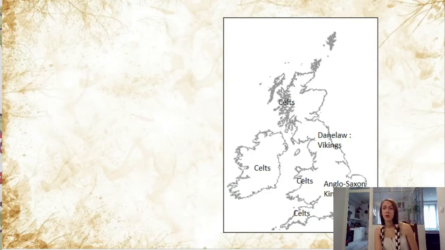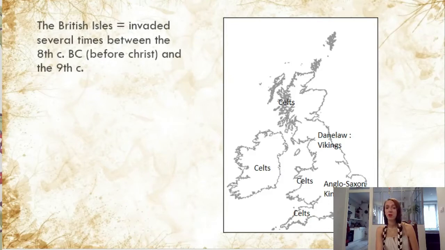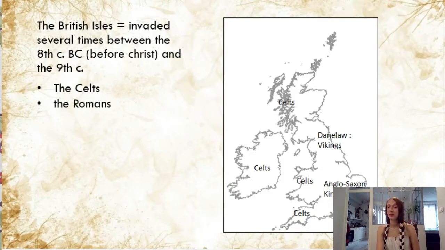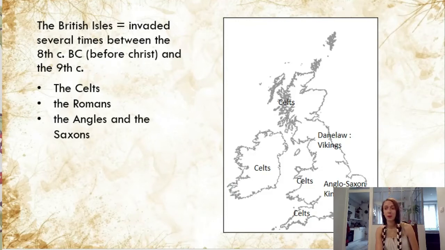Now, let's take a look at the place we'll be talking about, the British Isles. The British Isles were invaded several times between the 18th century BC, that is before Christ, and the 9th century. First you had the Celts, then the Romans, who gave the main island its name, Britannia. Then mainly the Angles and the Saxons that came from Eastern Europe. And finally the Vikings that came from Scandinavia.